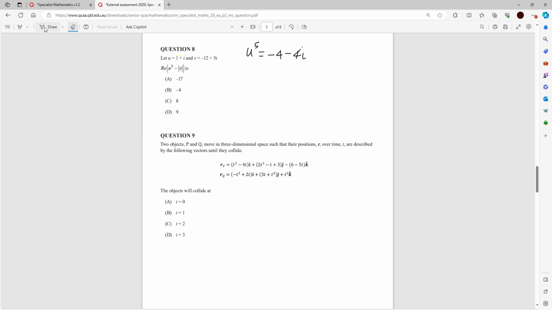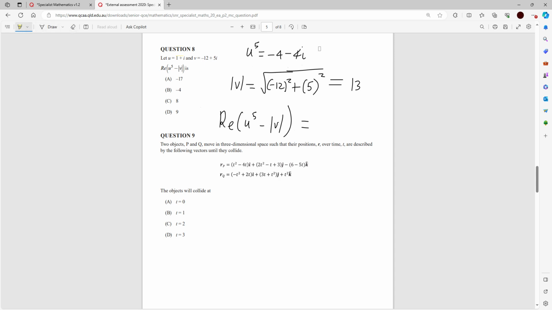v is probably the easiest part, so that's why I left it for last. The modulus of v is going to be the square root of minus 12 squared plus 5 squared. If you put that in your calculator, you should get 13. So in other words, for the real part of u to the 5 minus the modulus of v, let's identify the real part here. The real part of u to the power of 5 is just minus 4. So we have minus 4 minus 13, which is minus 17. And that is the correct answer, A.